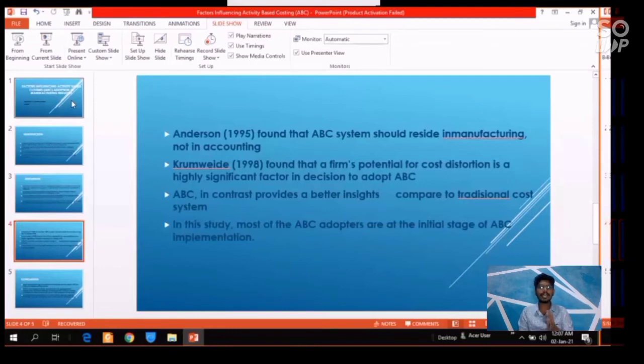Traditional cost systems are not able to capture an accurate overhead cost consumed by each product. Because of this, certain products will be overstated and certain products will be understated. ABC, in contrast, provides better insights than the traditional costing system.